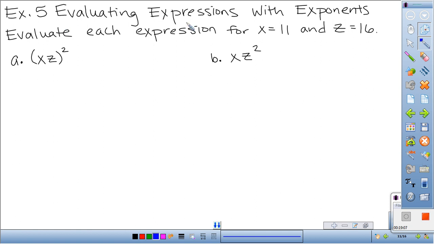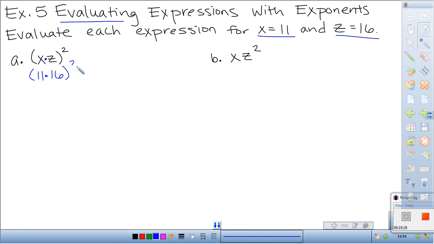Example 5, evaluating expressions with exponents. Evaluate each expression for x equals 11 and z equals 16. So all we're going to do is, again, when we evaluate, we substitute and solve. So first we're going to substitute x is 11. So this is x times z. I'm going to do 11 times z, which is 16. And then square it.